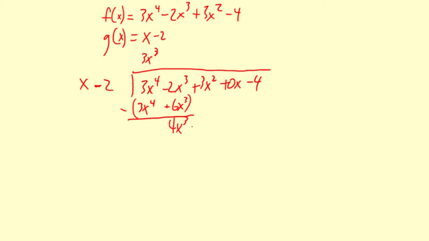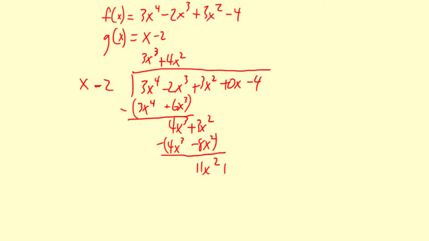Then bring down the next term, plus 3x squared. And then you see how many times does x go into 4x to the third? Well, it's plus 4x squared. So then multiply. 4x squared times x is 4x to the third. 4x squared times negative 2 is negative 8x squared, parentheses, and subtract. 3x squared minus negative 8x squared, that's plus 11x squared. 4x to the third minus 4x to the third is 0.